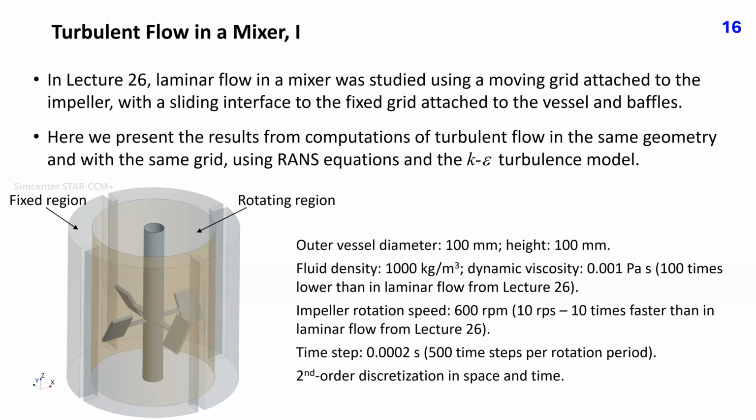The time step was set to 0.2 milliseconds, which corresponds to 500 time steps per rotation period of 0.1 second or 0.72 degrees rotation per time step. Second order discretization is used in both space and time.